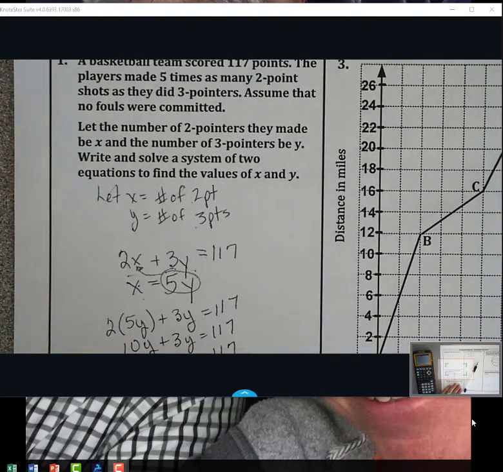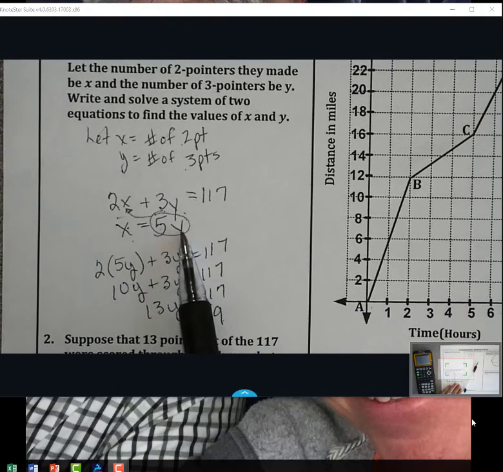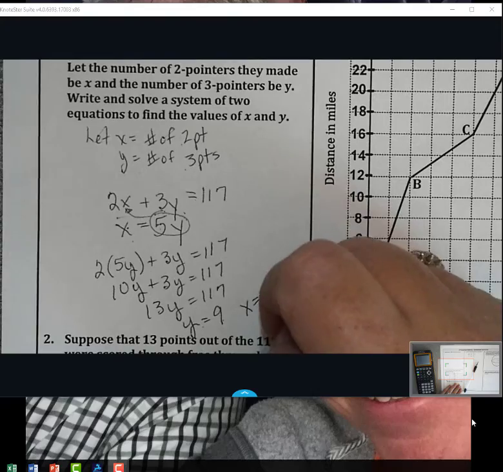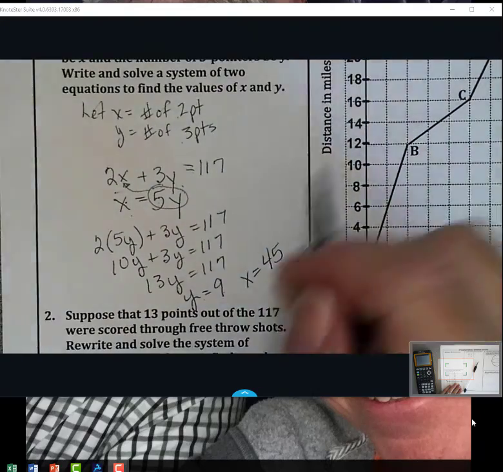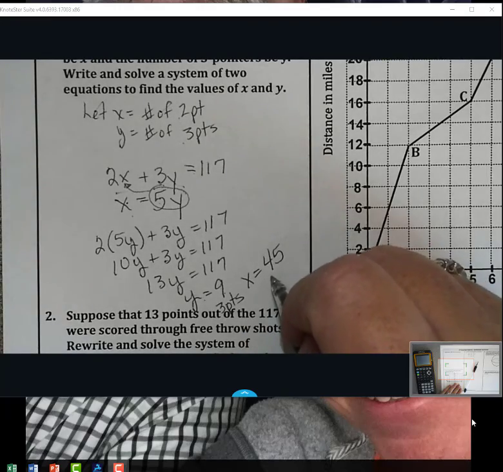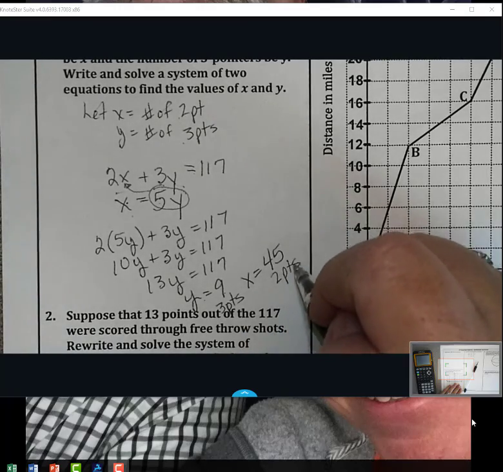So they made 9 3-pointers, and we know that the number of 2-pointers is 5 times the number of 3-pointers. So if they made 9 3-pointers, then 9 times 5, they made 45 2-pointers. So 9 3-pointers and 45 2-pointers.